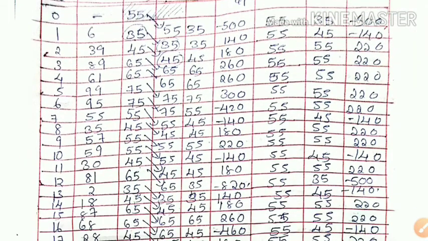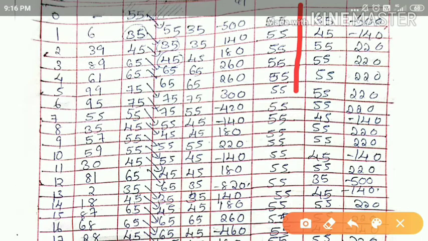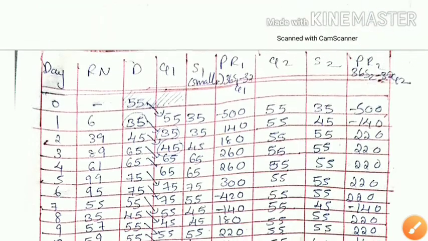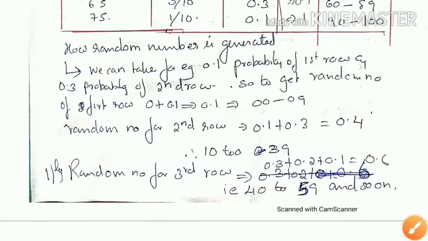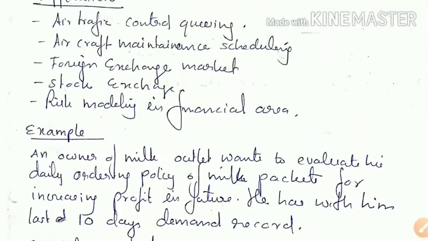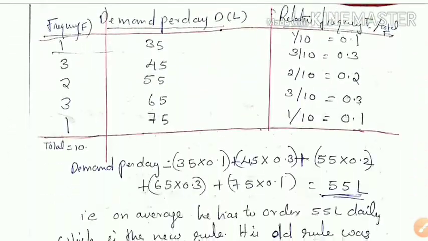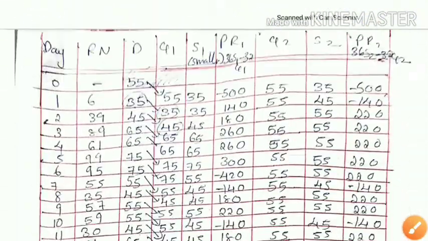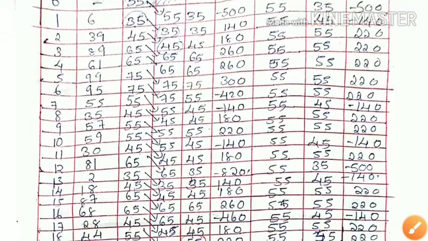In the new method, the quantity demanded amount is equal for all the days, that is 55 liters. We found it here. Here we found the demand, so we have to write that here, whole 55.